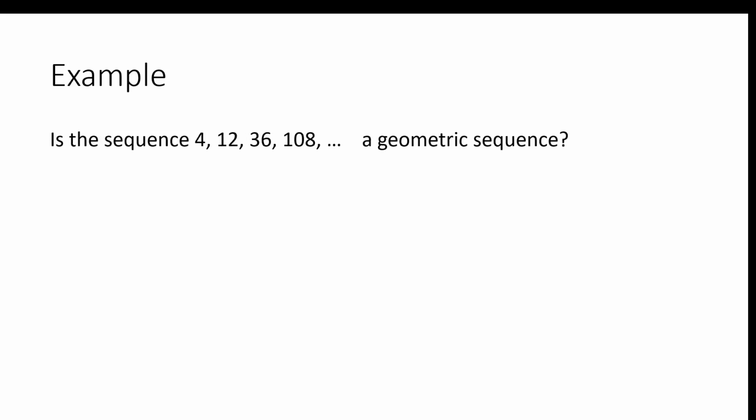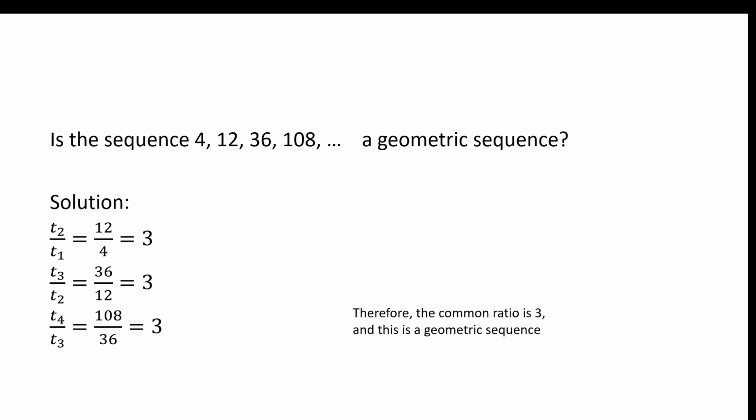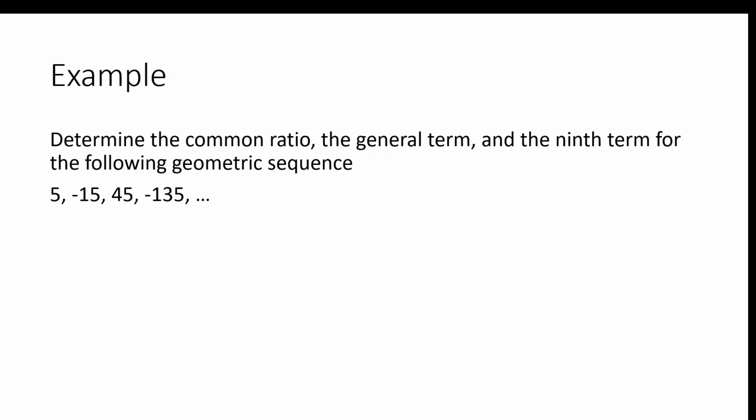So let's look at this first sequence. Is that geometric? Well, the way we're going to do it is simply divide term 2 divided by term 1, term 3 divided by term 2, term 4 divided by term 3. When we do that, we always get 3. So in other words, we're always multiplying by 3 to get from one term to the next. The common ratio is 3, and we have a geometric sequence.